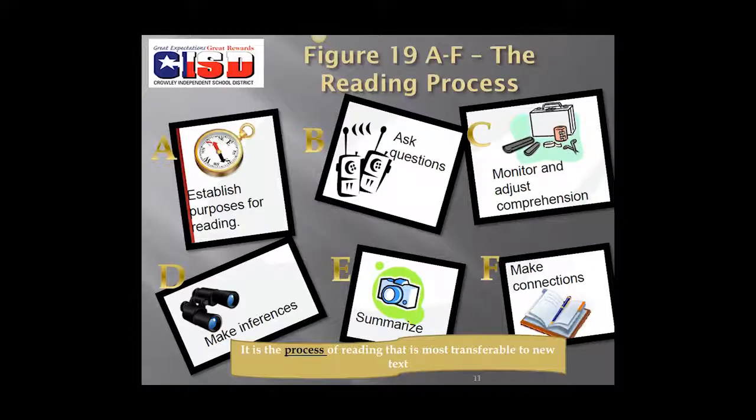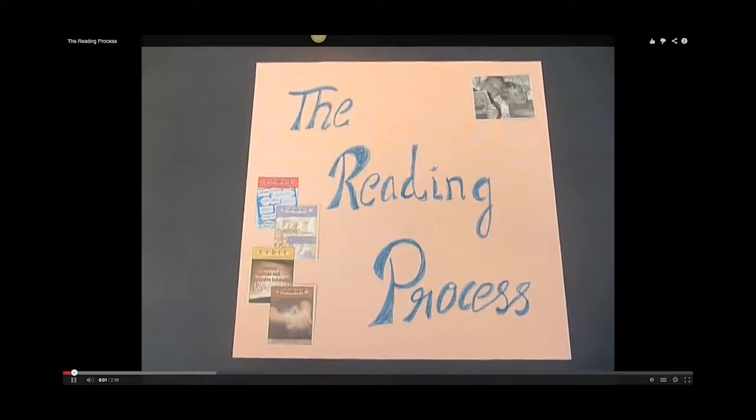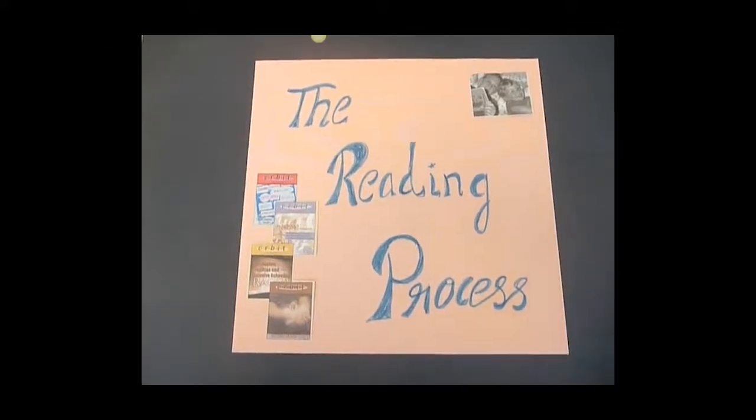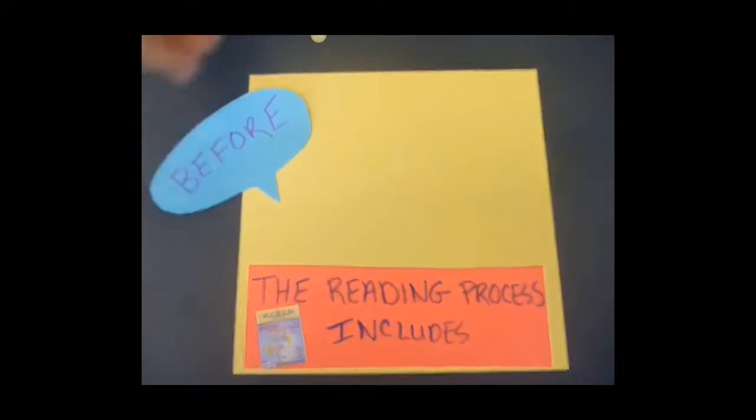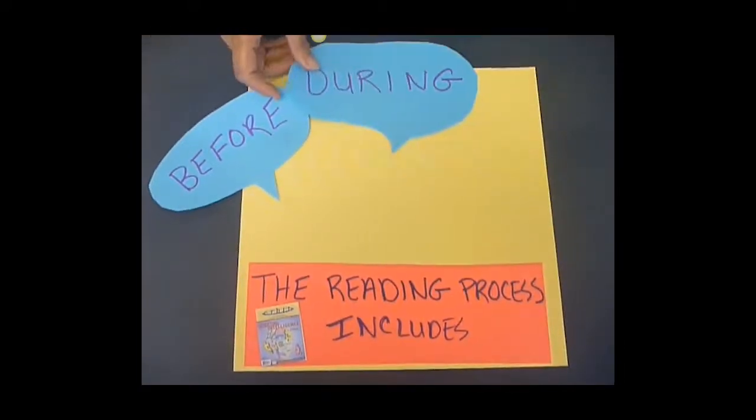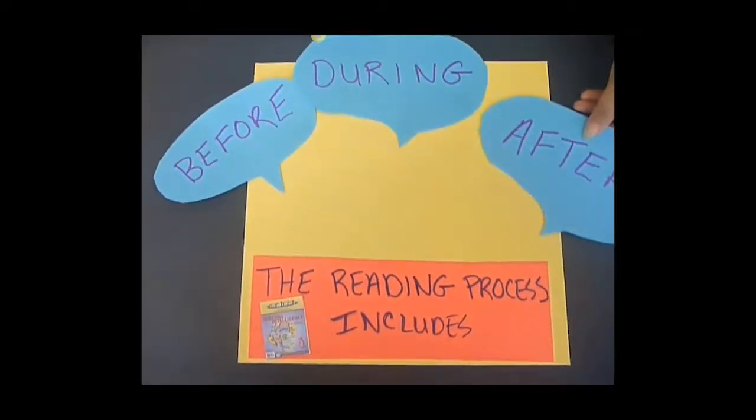So Figure 19 A through F encompasses the reading process. The reading process develops critical literacy. The reading process includes before, during, and after.